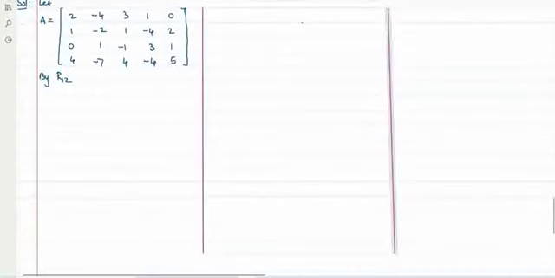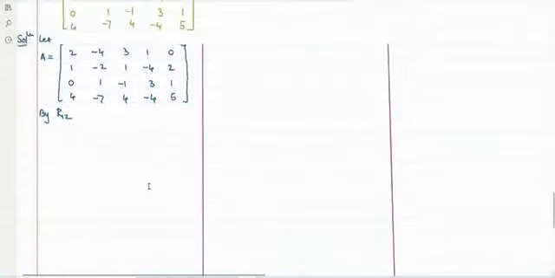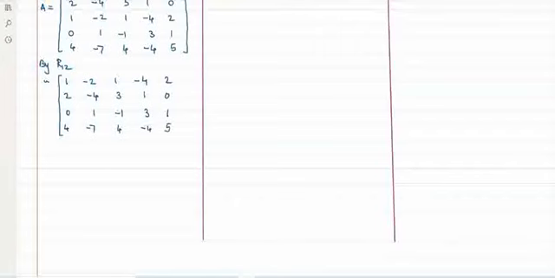Then the new equivalent matrix, which is given by, second row becomes first. That is 1, -2, 1, -4 and 2. And first becomes second. That is 2, -4, 3, 1, 0. Remaining rows as they are: 0, 1, -1, 3, 1, 4, -7, 4, -4 and 5.